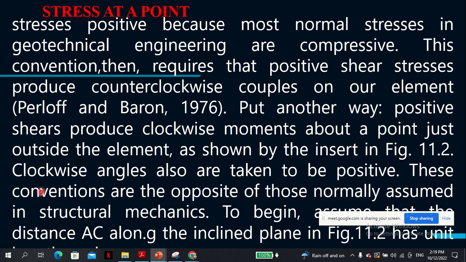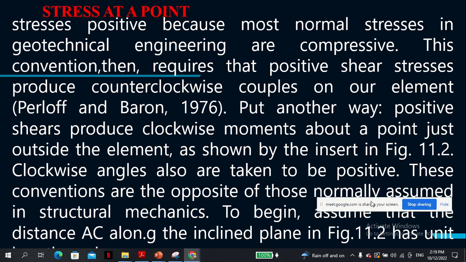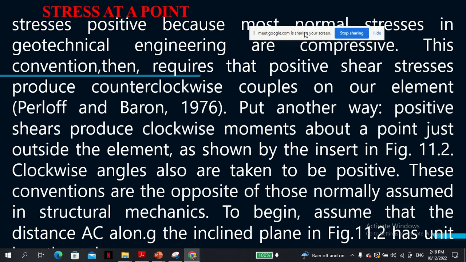So put another way, positive shears produce clockwise moments about a point just outside the element, as shown by the inserts in figure 11.2. And clockwise angles are taken to be positive. These conventions are opposite those normally assumed in structural mechanics. I think I've said this.